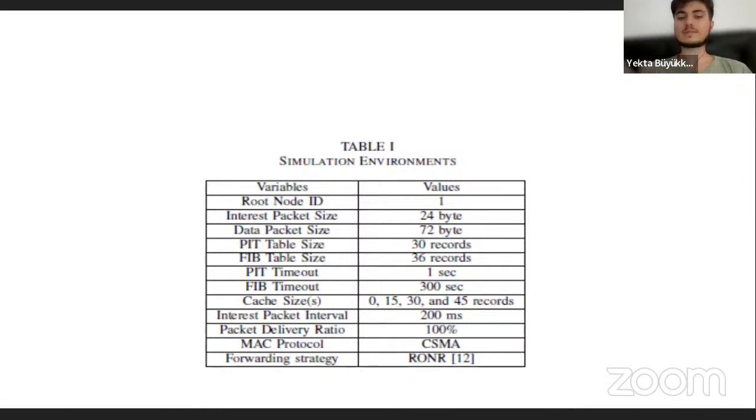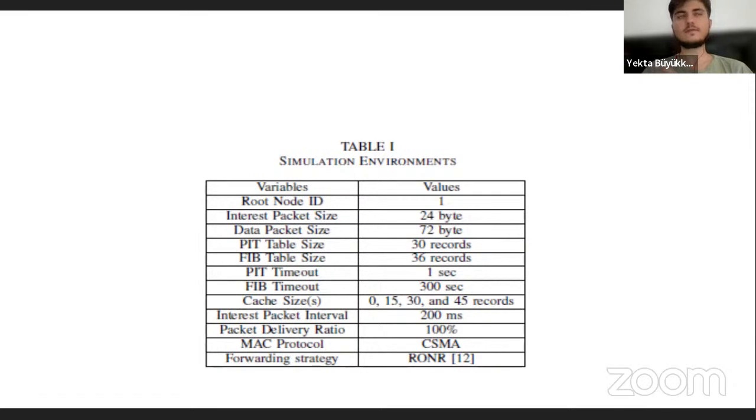There is interest packet size, data packet size, PIT table size, and cache size, as I talked about: 0, 15, 13, and 45. But there is also an important variable in this, and that is the forwarding strategy. This is RON, reactive optimistic name-based routing.